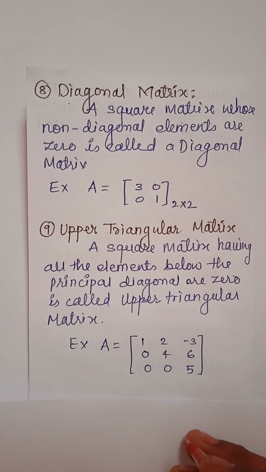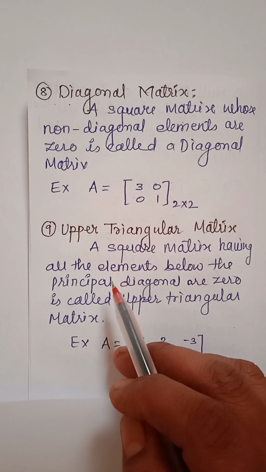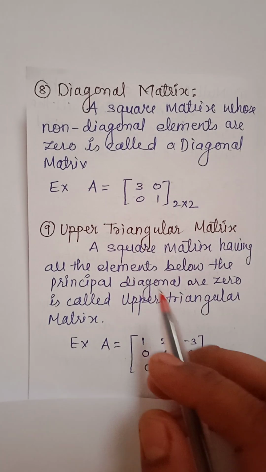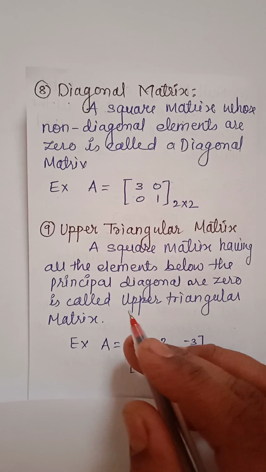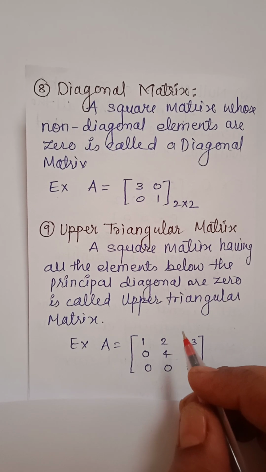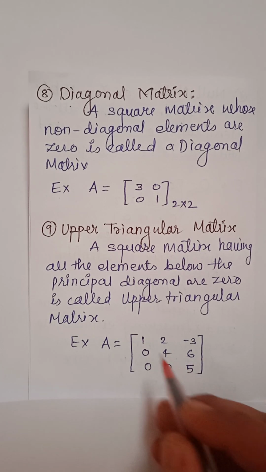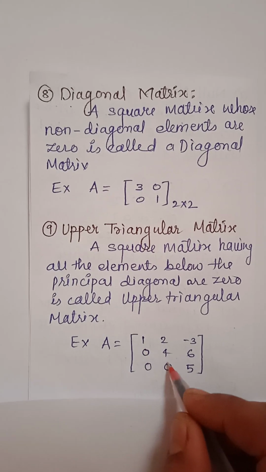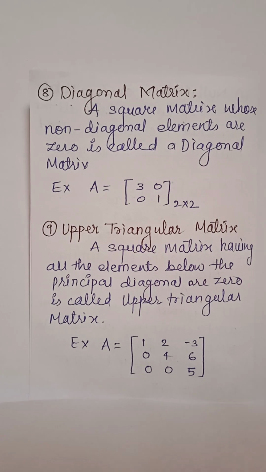Next definition is upper triangular matrix. What is an upper triangular matrix? A square matrix in which all the elements below the principal diagonal are 0. Okay. It should be a square matrix and all the elements below that principal diagonal, all the entries are 0. So if this is a matrix and this is the principal diagonal, and below this principal diagonal all the entries are 0. Okay, these entries are 0. So this matrix is an example of an upper triangular matrix.